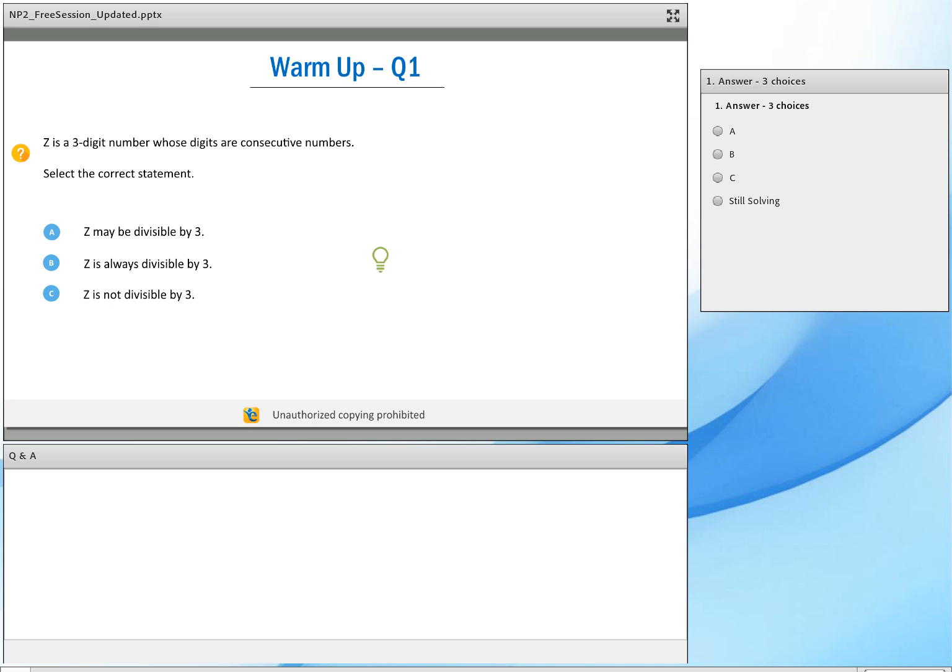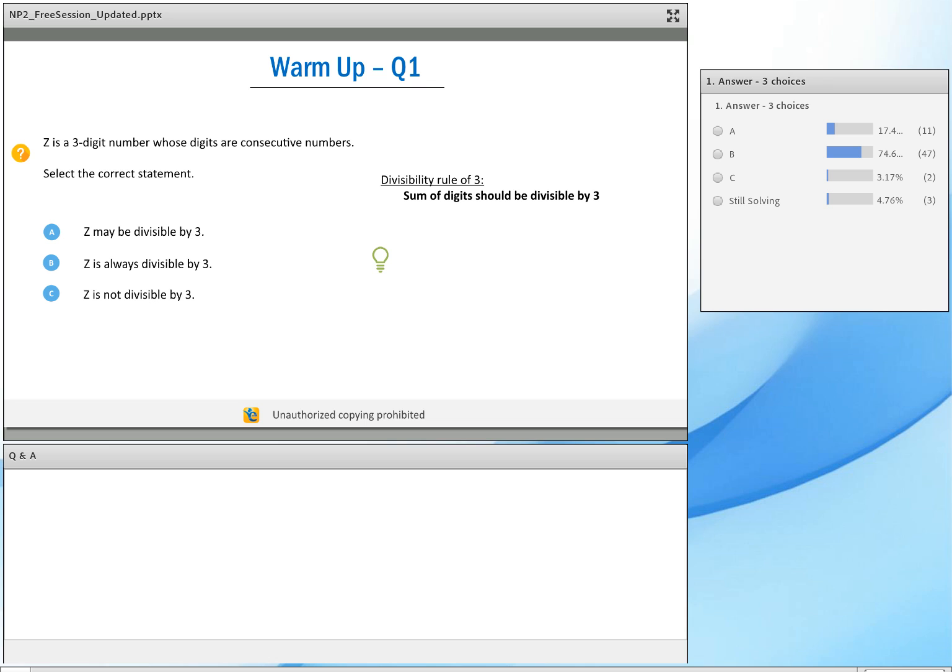Everyone's done over here. That's wonderful. Let me end the poll and broadcast the results. And 74% of you said it's always divisible by 3. 74% of you would be correct. As I said, this is a fairly simple question. So what's the divisibility rule of 3?